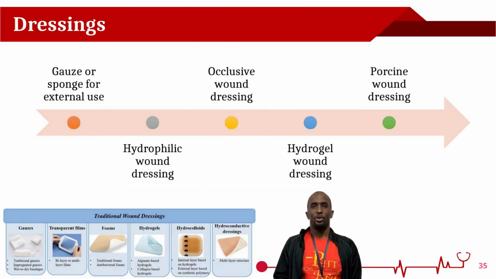Dressings play a crucial role in wound management. Gauze or sponges are used externally, while hydrophilic dressings maintain moisture. Occlusive dressings create a barrier, hydrogel dressings provide hydration, and porcine dressings aid in healing. Each type serves a specific purpose, enhancing recovery by protecting the wound and promoting optimal healing conditions.